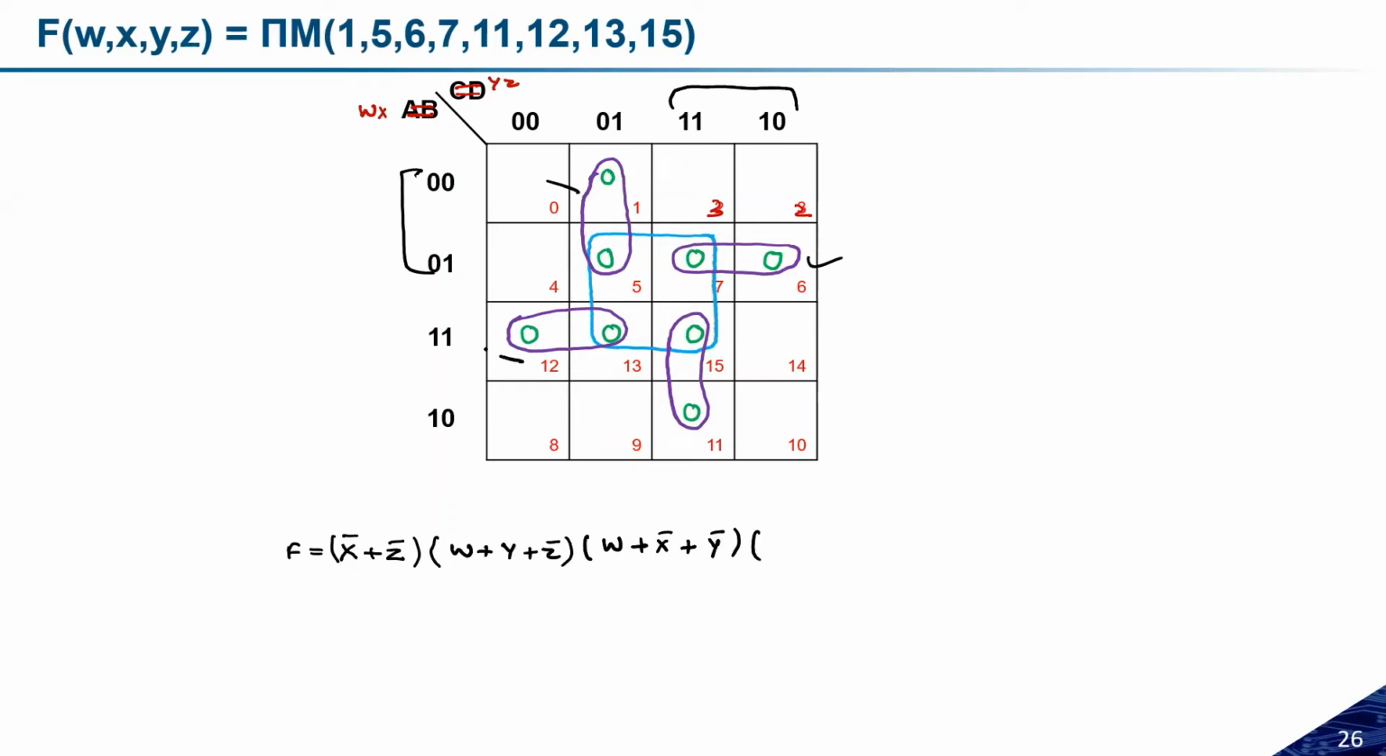If you see this pair, in this pair I have W bar plus X bar plus, on the top, Z will be cancelled out, Y is there, so that will be Y. And the last one will give you, from this side W will be considered, so W bar plus on the top it will be Y bar plus Z bar. So this is the final expression which we are expecting.